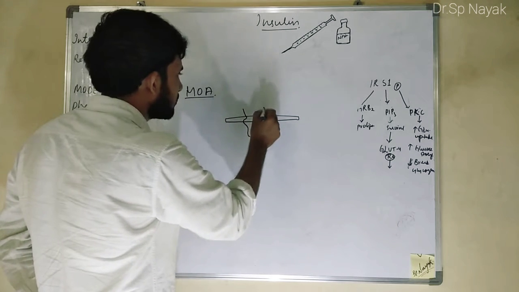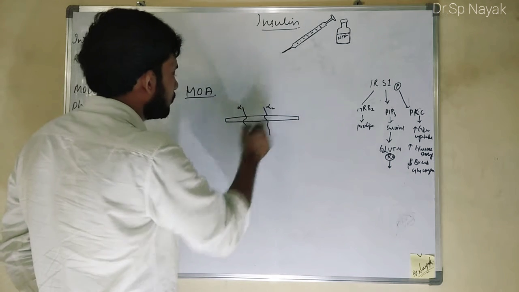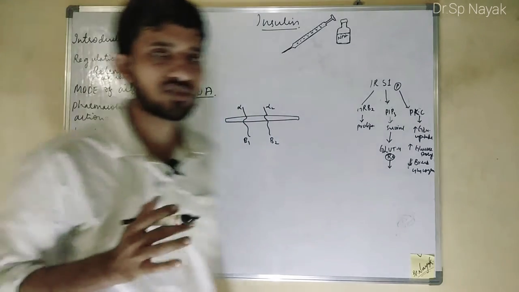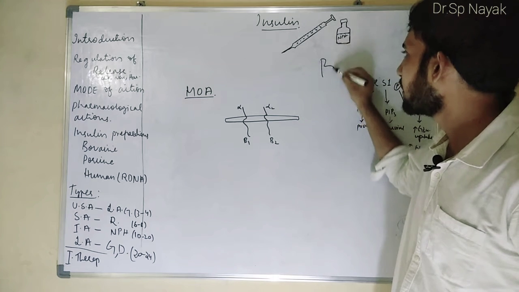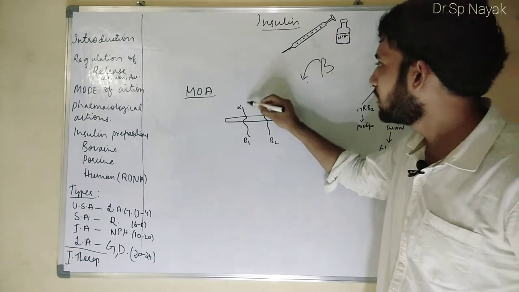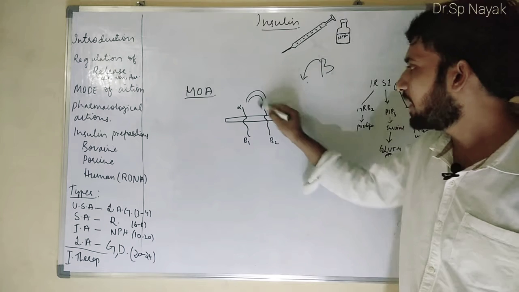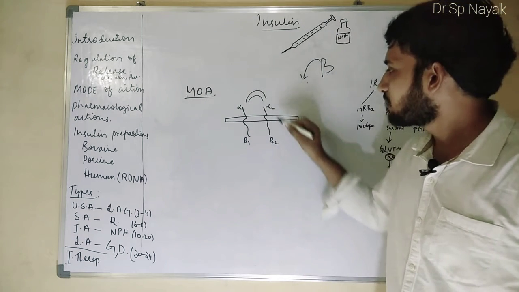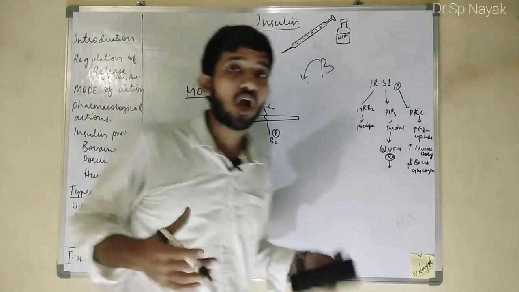This is a tyrosine receptor. It has alpha 1, alpha 2, beta 1, beta 2. So we have 4 different regions of the insulin receptor. And when insulin is released from the beta cells of the pancreas, this insulin comes and binds on this receptor. After binding, this insulin receptor will be phosphorylated. It undergoes phosphorylation. That is called autophosphorylation.